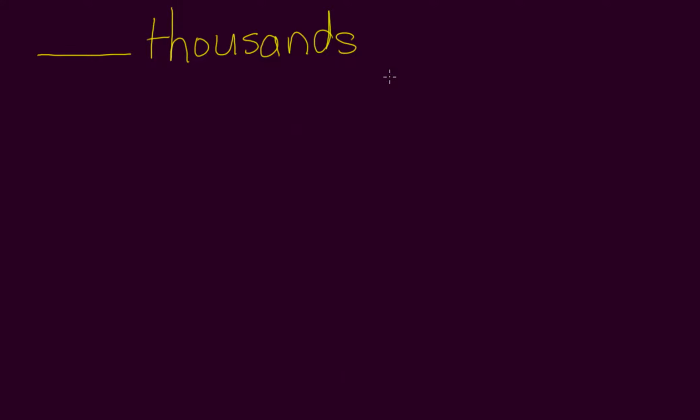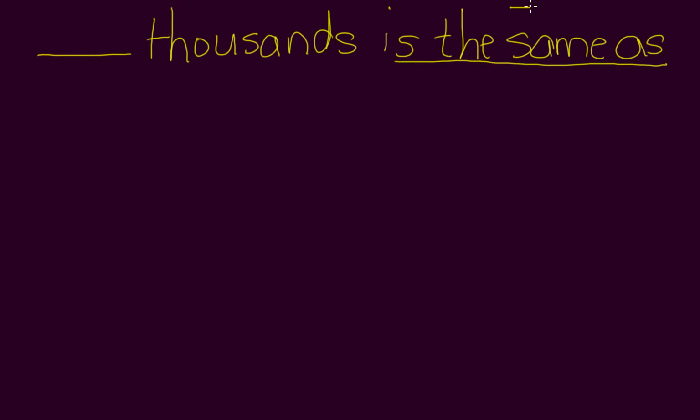is the same as. Okay, so is the same as. In math, this means equals. That means equal means the same as. So is the same as. So something thousands is the same as 20 hundreds.